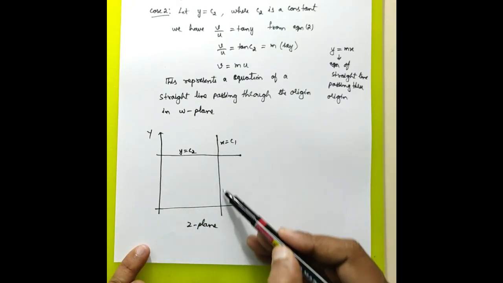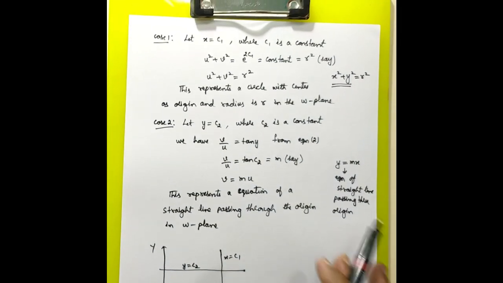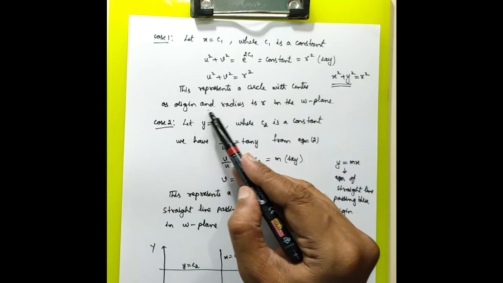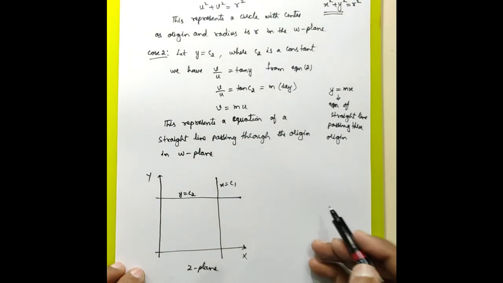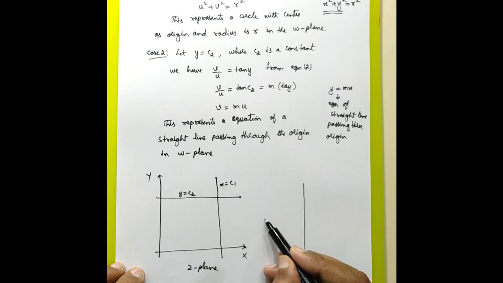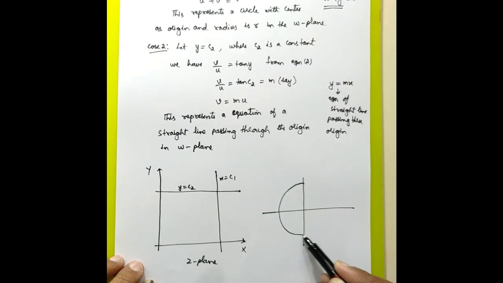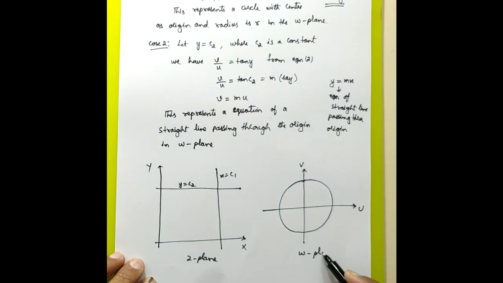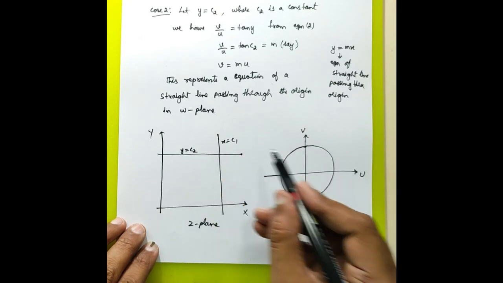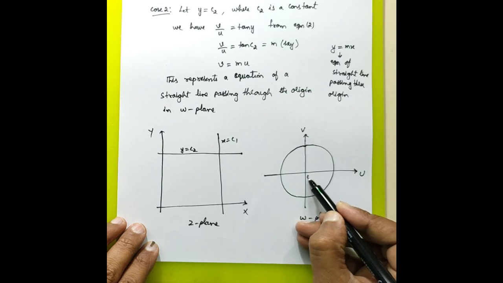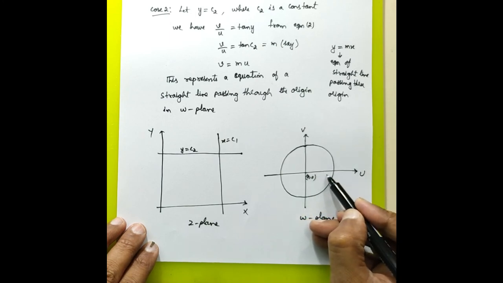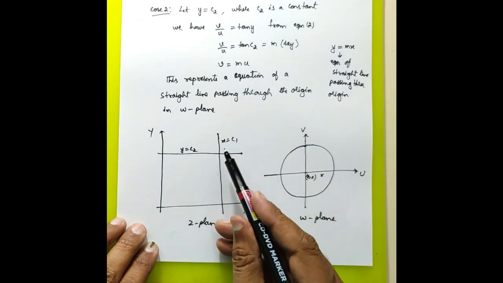So we know that X is equal to C1. This straight line is mapping as the circle U square plus V square is equal to R square. It is mapping as a circle with the center at the origin and radius R. So let me write it this way. This represents your W plane, with U and V axes, and this is the circle you have. So this straight line X is equal to C1 is mapping into the circle with the center at the origin and radius R.